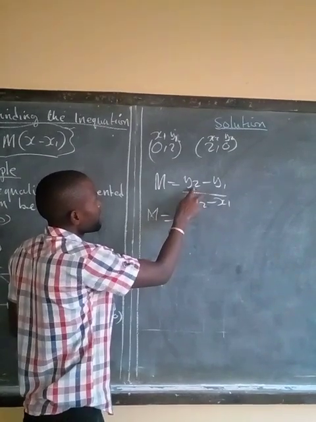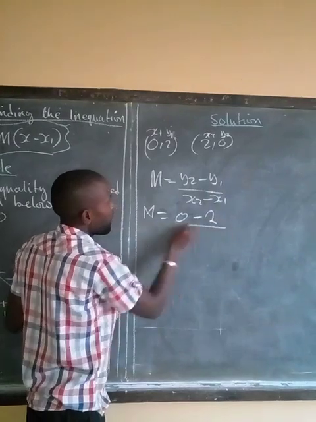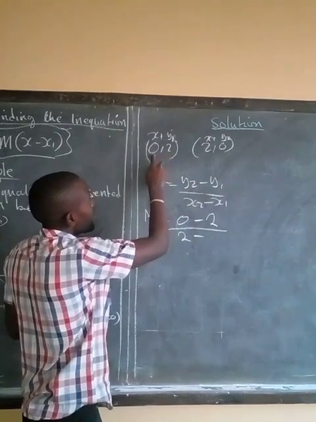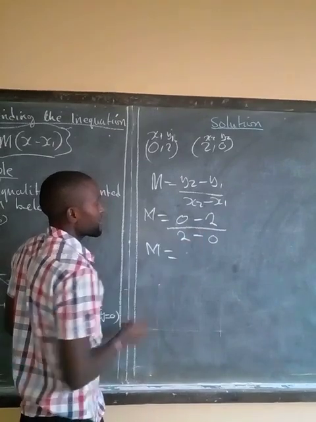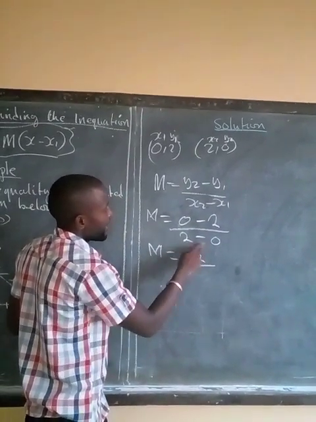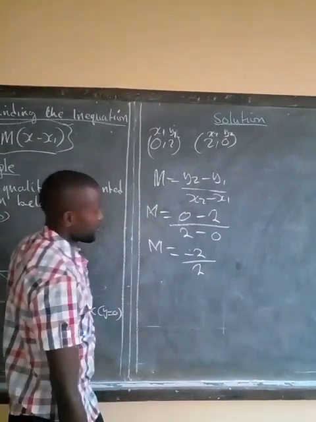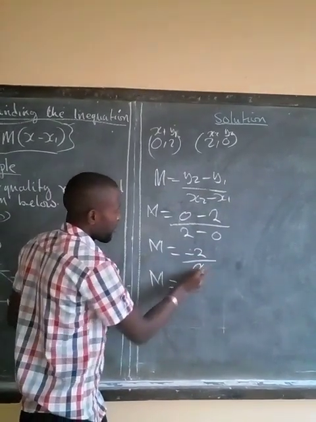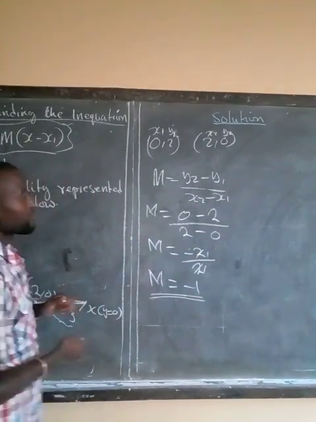So we're saying that my y2 is 0 minus my y1, which is 2, over x2, which is 2, minus x1, which is 0. Therefore, my gradient will be 0 minus negative 2, which is negative 2, over 2 minus 0, which is simply 2. Therefore, my gradient is going to be negative 2 divided by 2, and we are having 1. So it will be negative 1. So this will be my gradient, negative 1.